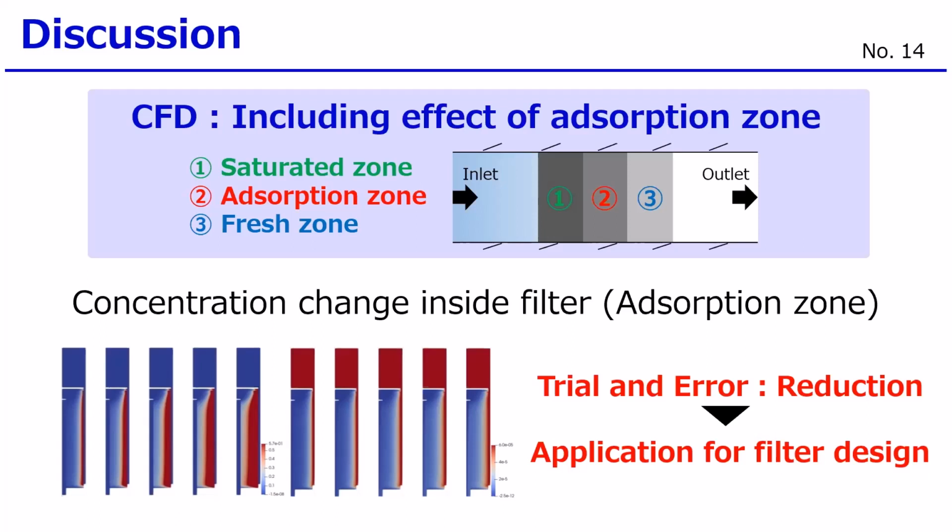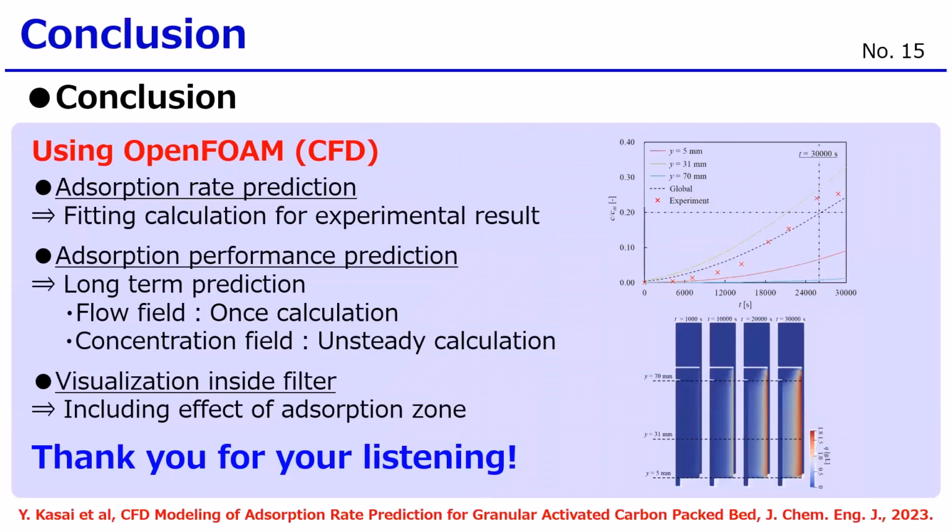And so we concluded the predicted performance by this method has high accuracy. And we can apply CFD for filter design because CFD can reduce the experimental trial and error. This is the conclusion. Thank you very much for your kind attention.